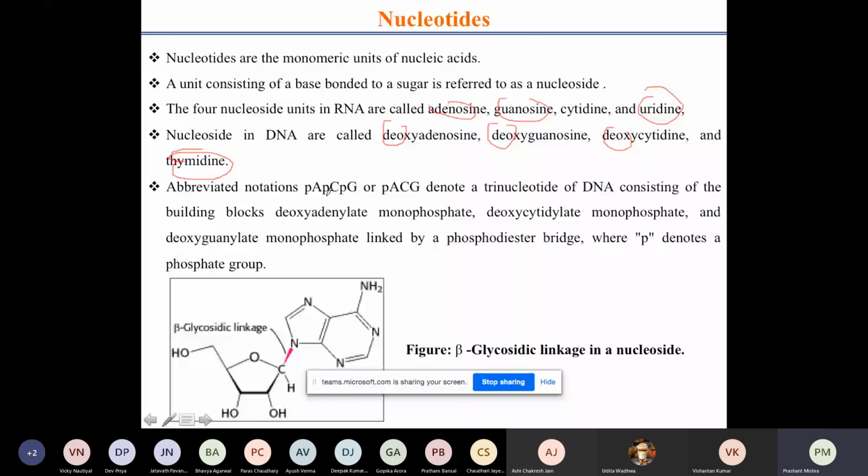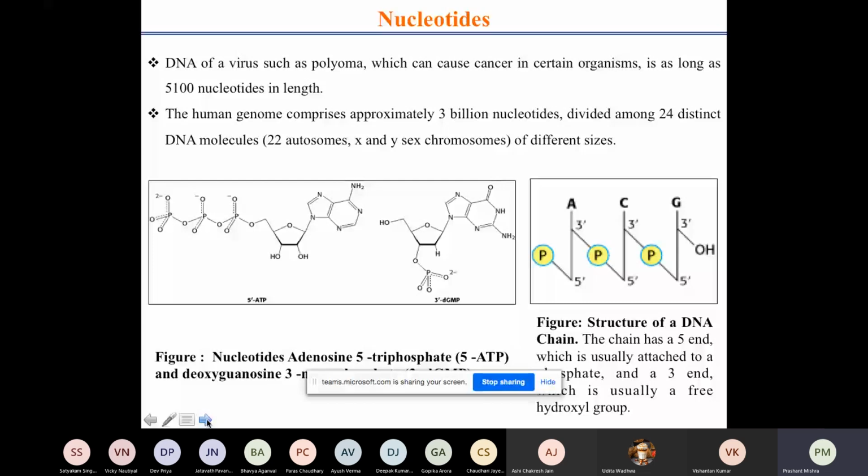Whenever we write, there is a notation which is given. If I say PA, that means it contains a phosphorus residue, and A is adenosine. So this becomes a nucleotide. Here, phosphate residue and cytosine, phosphate residue and guanosine. Since these residues contain a phosphate residue, they become nucleotides. And you have the terms adenosine, guanosine, cytidine, and uridine, right? If I write PACG, they denote a trinucleotide of DNA consisting of the building blocks adenylate, cytidine, and guanosine. These are monophosphates linked together. P denotes the phosphate group. There is nothing much except that whenever you see this, you should be able to understand the notation and how they are abbreviated.